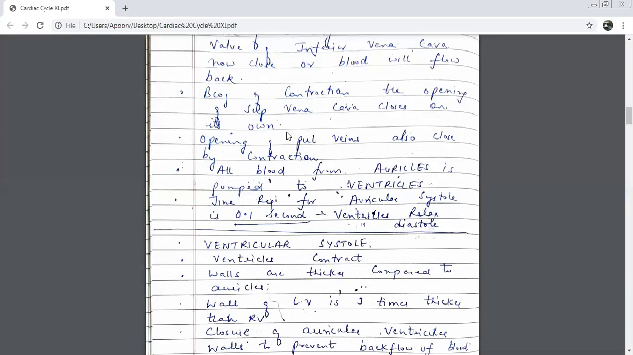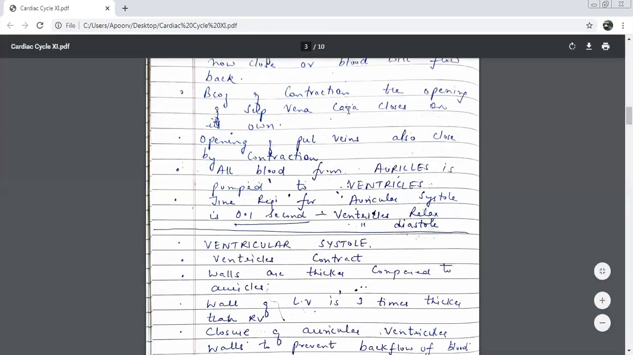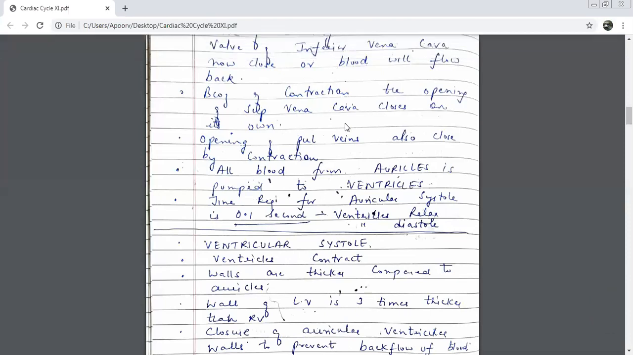How are 3 vessels closed? The walls of the above 2 closed, and the opening of the superior vena cava will close automatically because it's bent at such an angle that as soon as the auricles contract, the opening will close. So all the 3 vessels on this side are now closed so that the blood does not go back from the ventricle to the auricles.